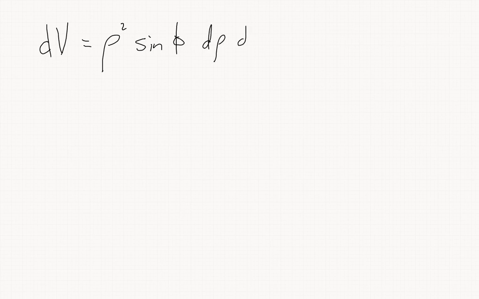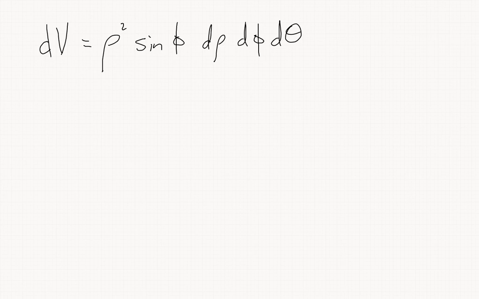In this video, I'm going to show how to derive the volume form in spherical coordinates, which we stated was rho squared sine phi d rho d phi d theta. So this is a pretty involved calculation. So first let's recall the definition of spherical coordinates.